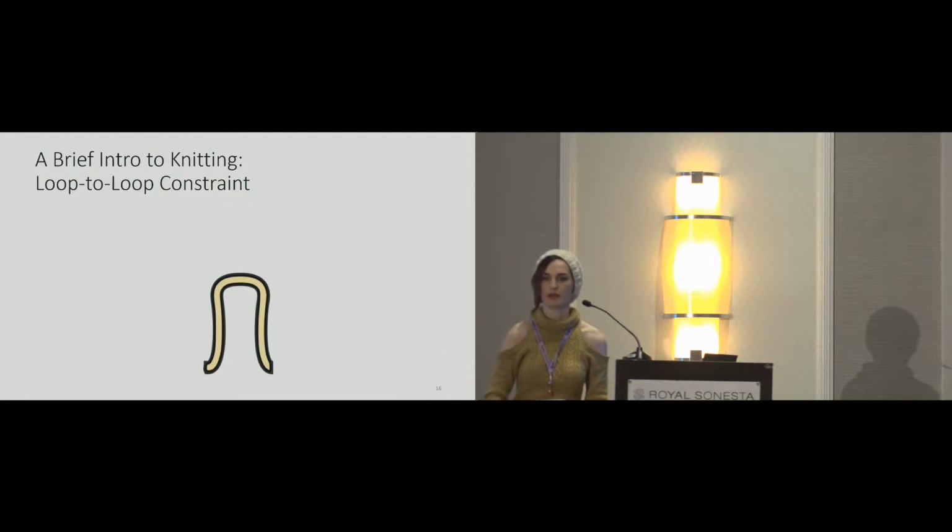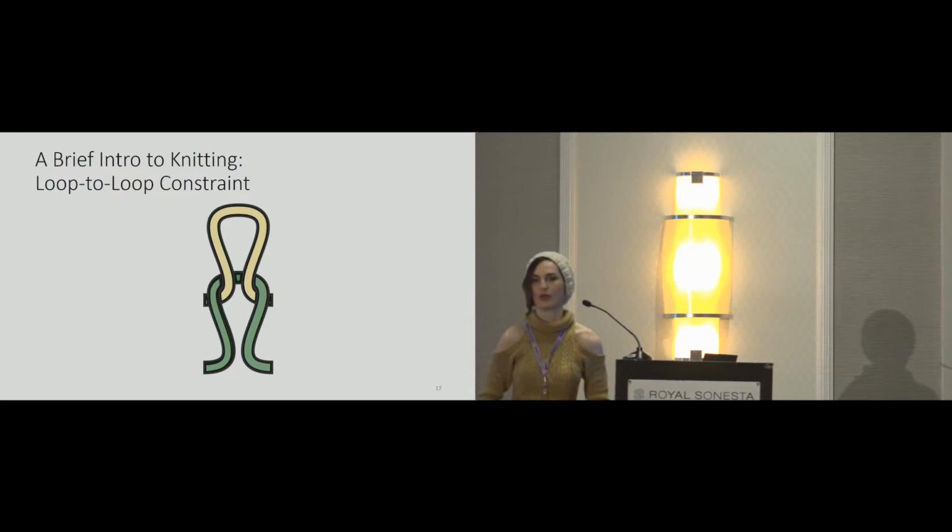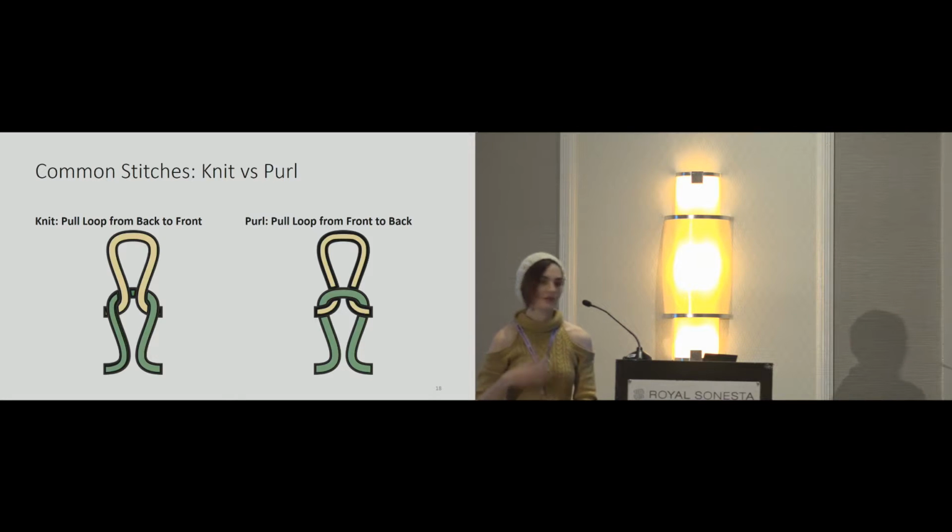This is a loop of yarn. If you were to pull on the two tails of this yellow loop of yarn, you no longer have a loop of yarn, you just have a strand. But if you pull that loop of yarn through another loop of yarn, that bottom green loop, now if you pulled on those tails, it would be stable. You'd keep that loop. So we call this the loop-to-loop constraint: all loops pulled through other loops stabilize the first loop.